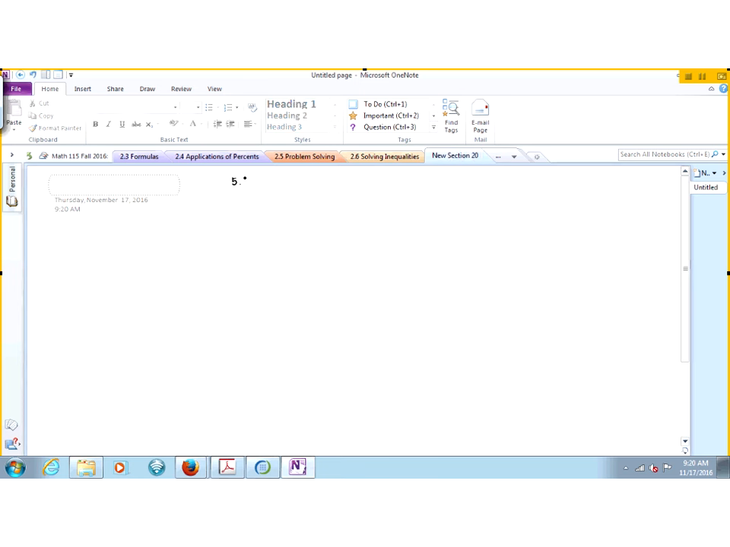So, what is this? 5.7. Yes, solving polynomial equations by factoring. Okay, guys, can we focus on this? So, first of all, what is a quadratic equation?